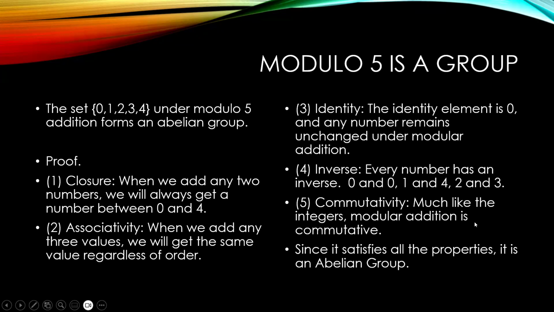We also have commutativity. Much like the integers, modular addition is commutative. If we do 1 plus 2, it's the same as 2 plus 1. Since it satisfies all of the properties, it is an abelian group. And that's kind of nice. That means that this is a very well-structured structure.